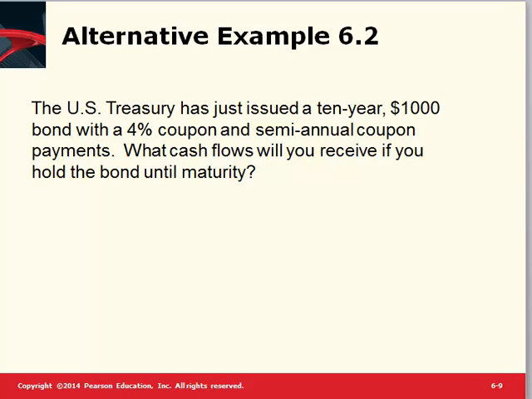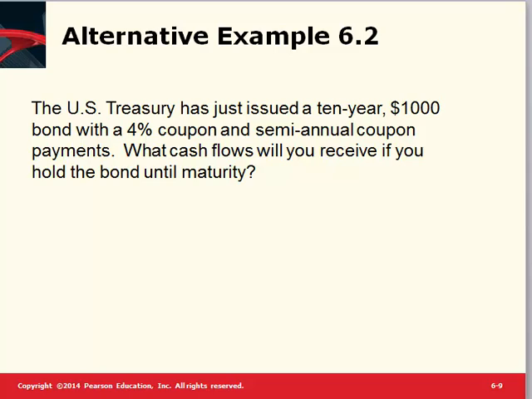Treasury just issued a 10-year $1,000 bond, has a 4% coupon, and it has a semi-annual coupon payment. What cash flows do you get if you hold this bond to maturity? So let's think about this. You buy it today, whatever the price is, and you get 4% per year, but it's paid semi-annually. So you're going to get 4% divided by 2. You get 2% every 6 months.